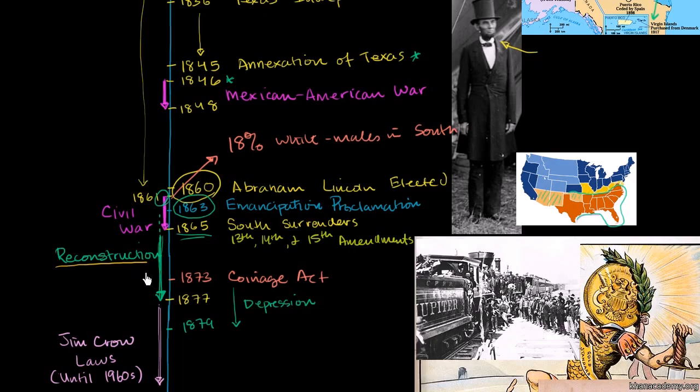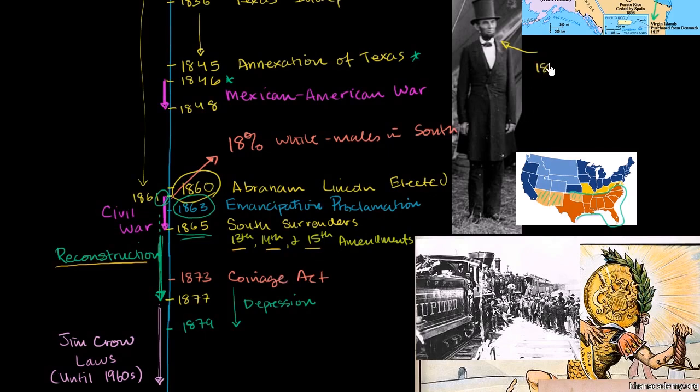But the three big things that happened during Reconstruction, other than the fact of the North occupying the South and essentially, to a large degree, suspending democracy in the South and installing its own politicians, its own lawmakers, is that the United States passed the 13th, 14th, and 15th Amendments. These are known as the Reconstruction Amendments.